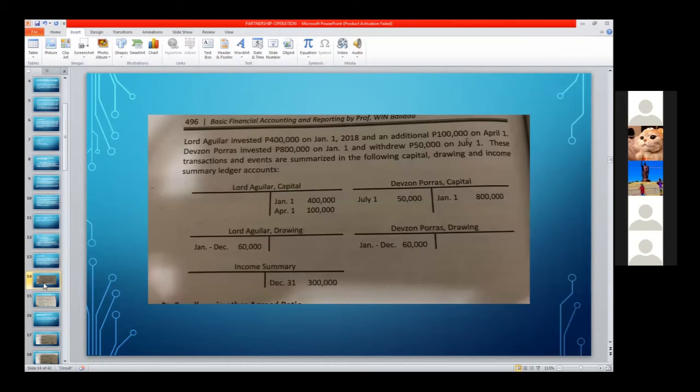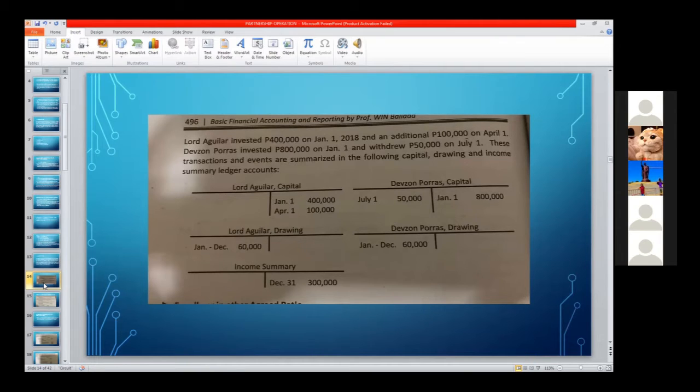Lord Aguilar invested 400,000 on January 1, 2018 and an additional 100,000 on April 1. Delson Porras invested 800,000 on January 1 and withdrew 50,000 on July 1. These transactions and events are summarized in the following capital, drawing, and income summary ledger accounts.